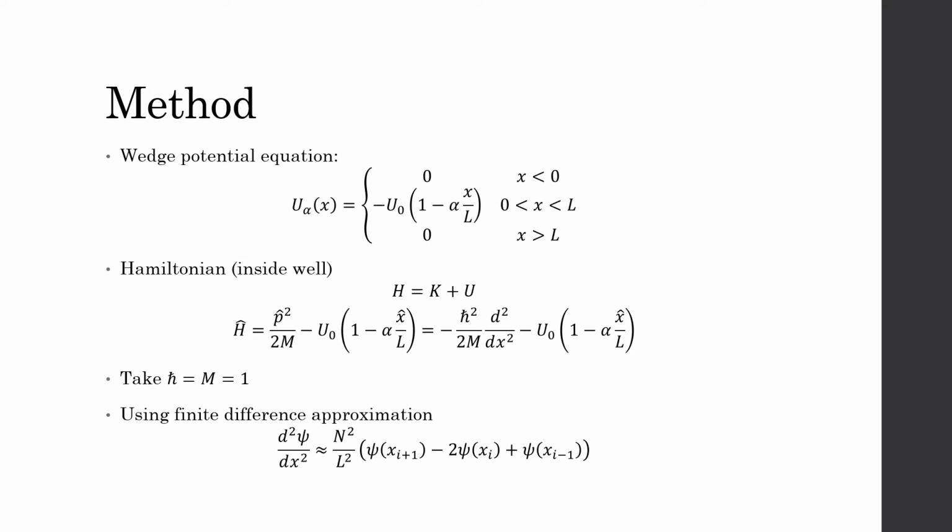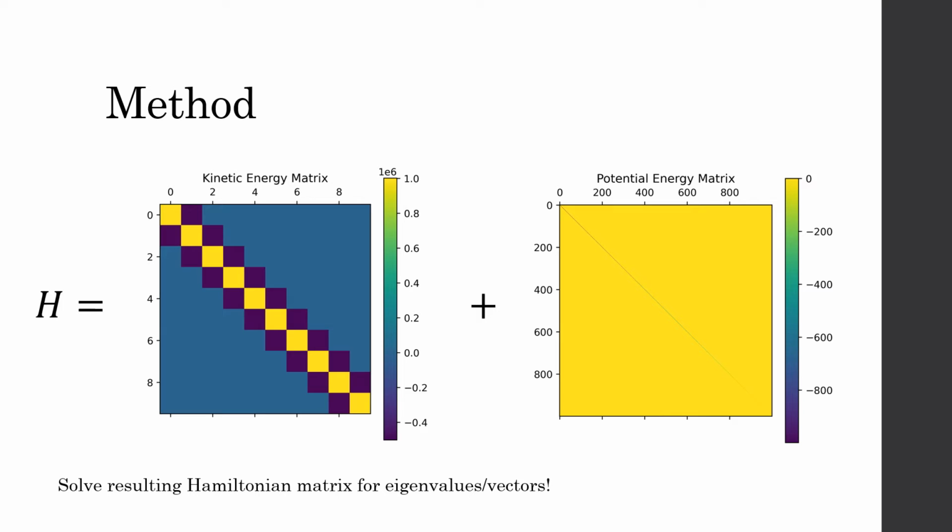From the information we had on the last slide, we can develop matrices for both the kinetic energy and potential energy terms of the Hamiltonian. I'm showing these matrices here as heat maps so we can get an idea of what's going on.